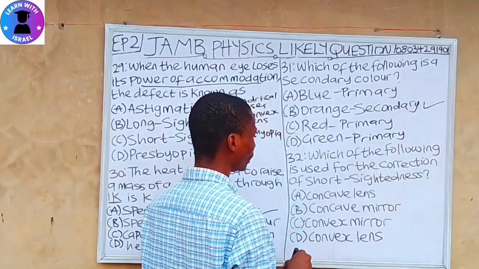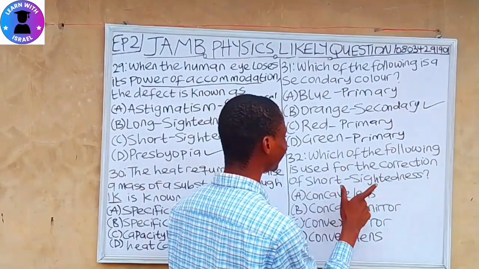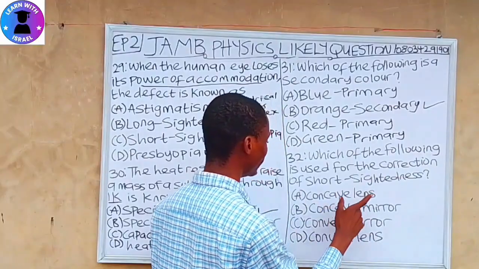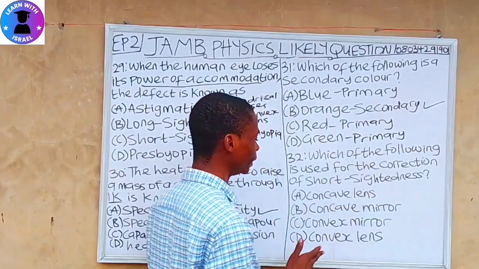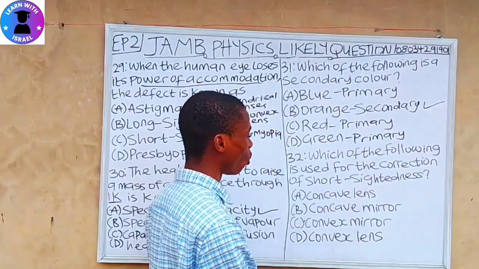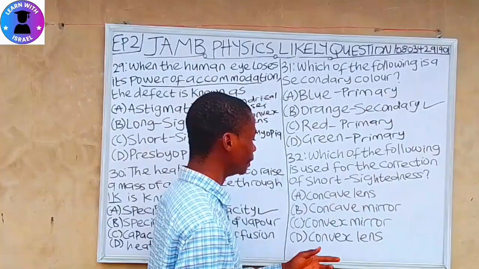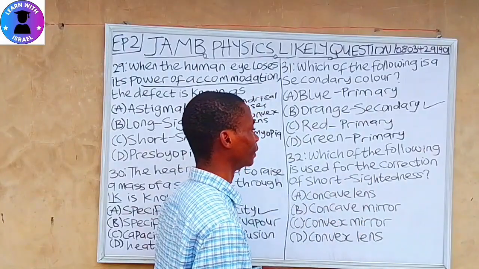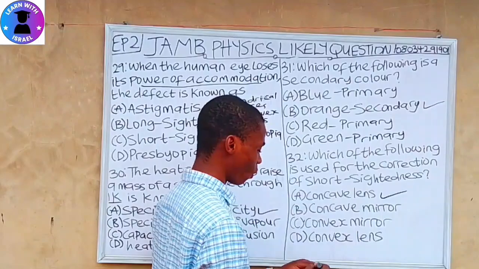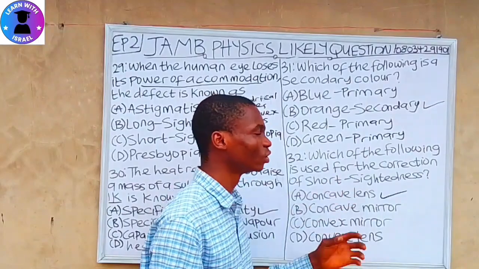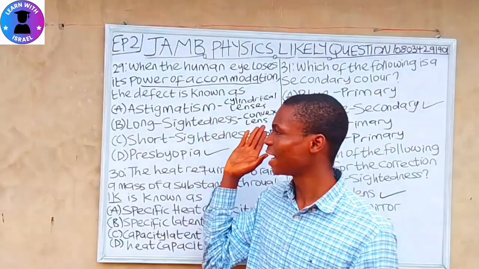Orange. Question 32. Which of the following is used for the correction of short-sightedness? A, concave lens; B, concave mirror; C, convex mirror; D, convex lens. So for the correction of short-sightedness, the concave lens is used, while the convex lens is used for the correction of long-sightedness, as I mentioned earlier here.